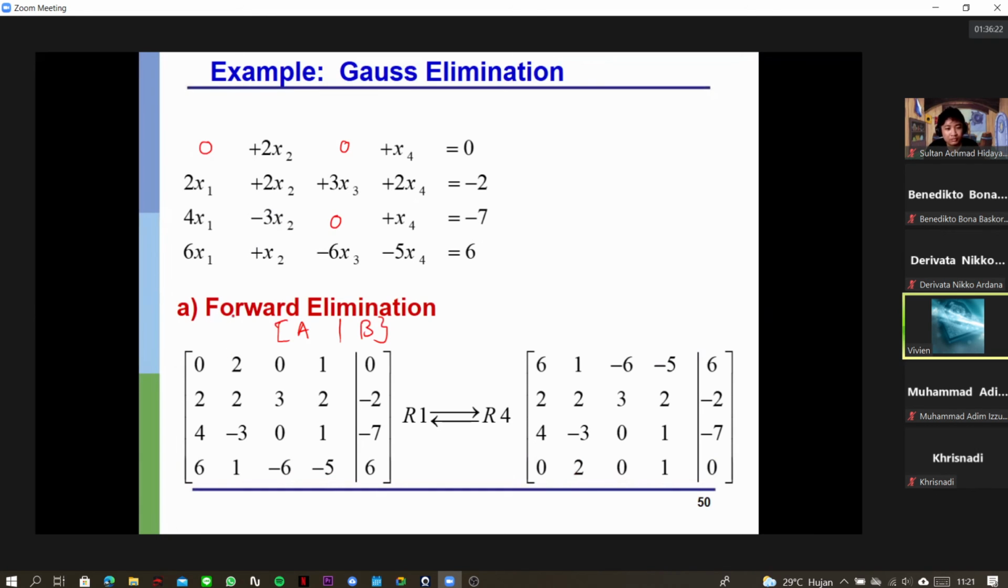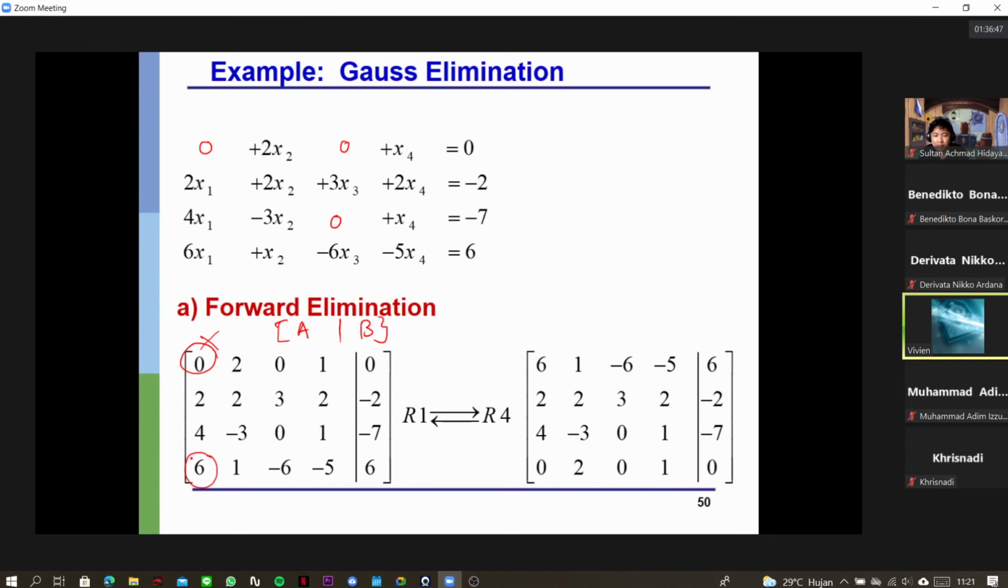Now, how to solve this one? This is impossible to be used as a pivot, so this cannot be used. So we have to search the values below. So 6 is the largest, so then we switch the rows. So R1, the first row, becomes the fourth row and so on. So the fourth row becomes the first row.